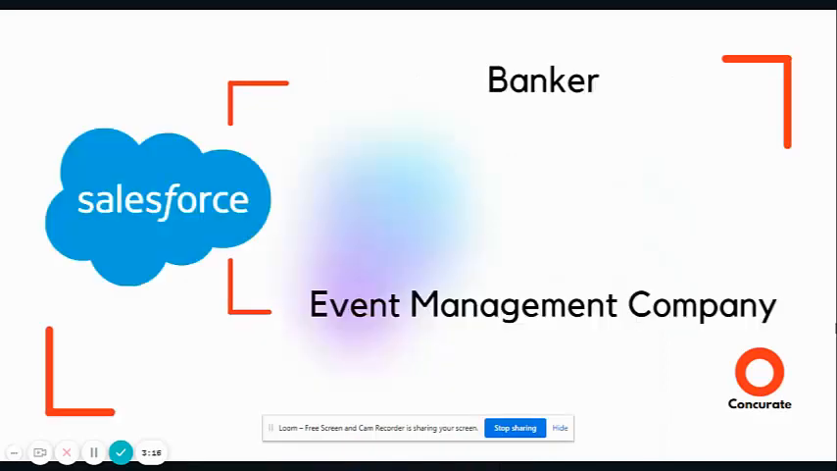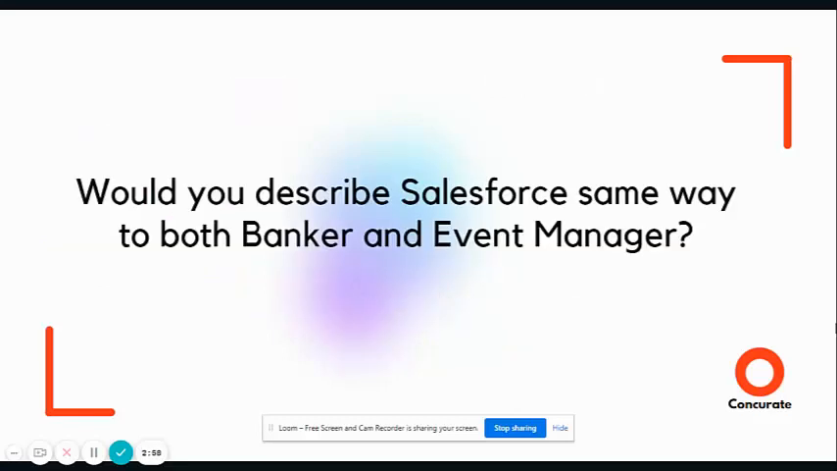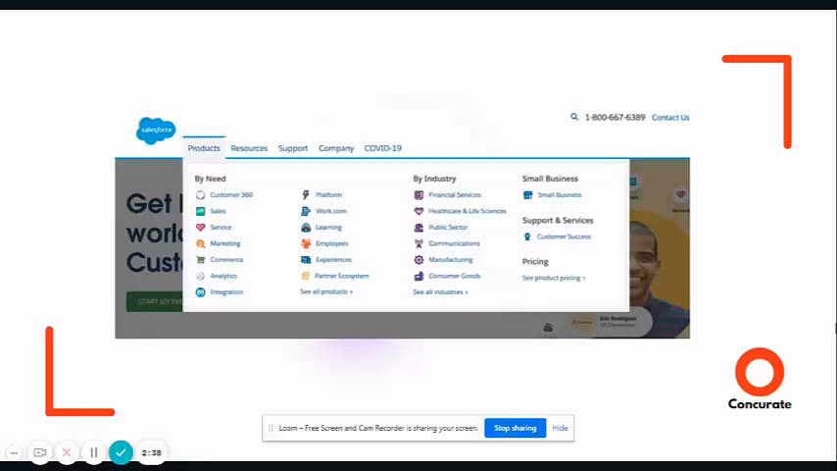Let's take an example here. Let's talk about a CRM. Salesforce, say. A banker also needs a CRM, and an event management person also needs a CRM. Now, if both of them are coming to your website, would you describe Salesforce the same way to both the banker and the event manager? Though both are coming for the same solution, no, right? Because the need of a banker will be a hell of a lot different than the need of an event manager for a CRM. So Salesforce does this thing perfectly well.